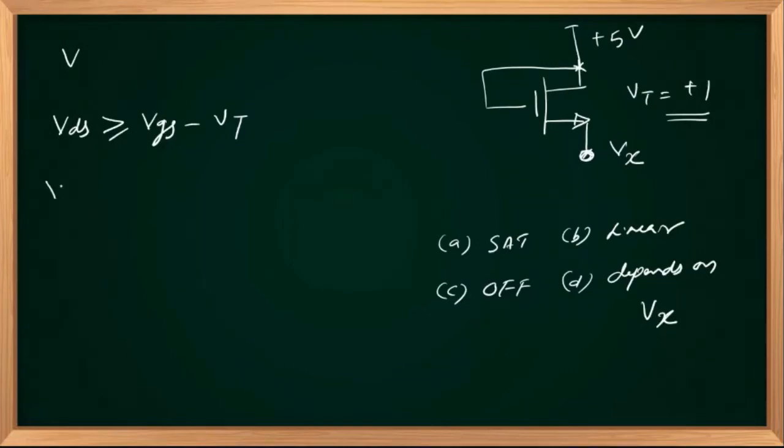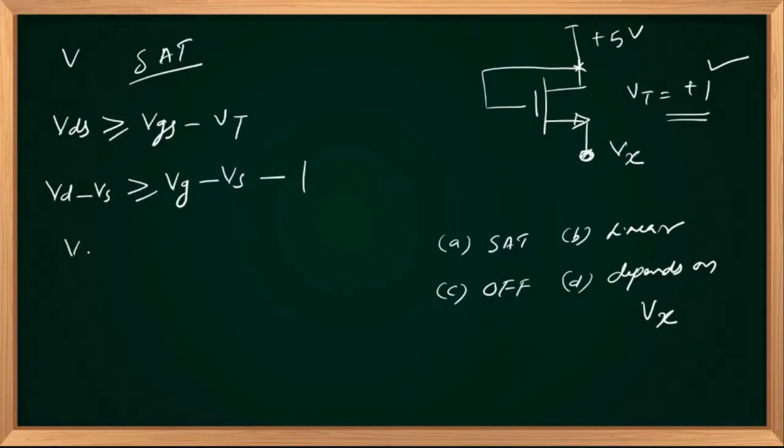Right. What is VDS? VD minus VS is my VDS. For saturation, that should be greater than or equal to VG minus VS minus VT. Simi says saturation, very good. VT is given as positive 1, since it's an N channel MOSFET. If you add VS on both sides, you can cancel that VS. So VD greater than or equal to VG minus 1. VS will cancel from both sides.